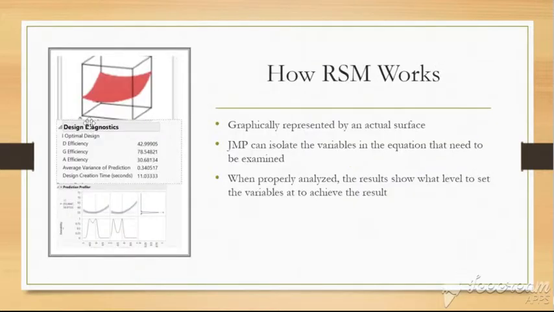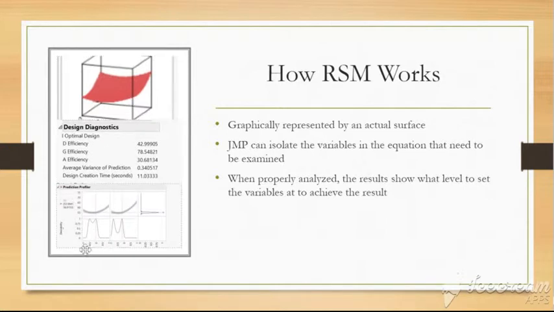Visually, this is represented by an actual surface. We can see right here it kind of makes a concave shape, and that's created by setting the variables at different numbers. So say we want to measure the bounciness of our tennis balls, and there's different materials that go into making the tennis ball. We can know how much of one type of rubber we want, how much of maybe a chalk or a silane that we need, and we can predict what it's going to look like, how bouncy that ball is going to be.